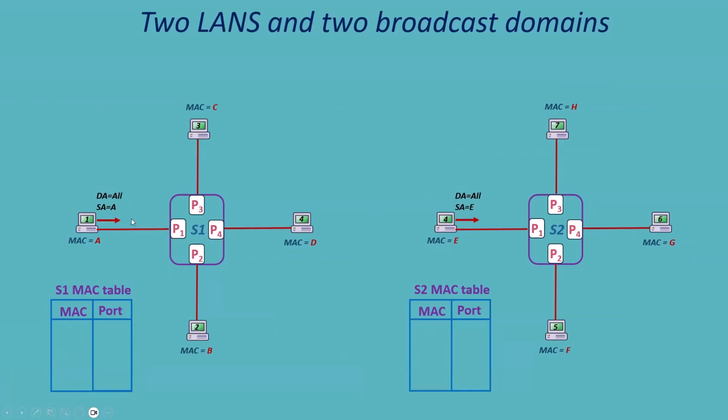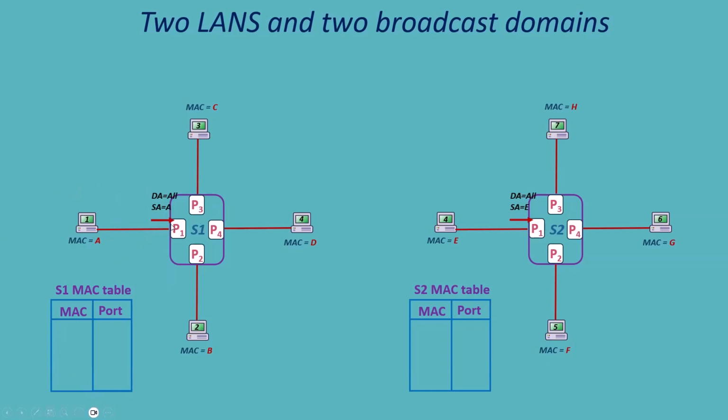They both create their own frames. Source address in this case is A, source address in this case is E. They send it. And S1 receives this frame, S2 receives this frame. They do their own step 1: check the MAC at the source address.